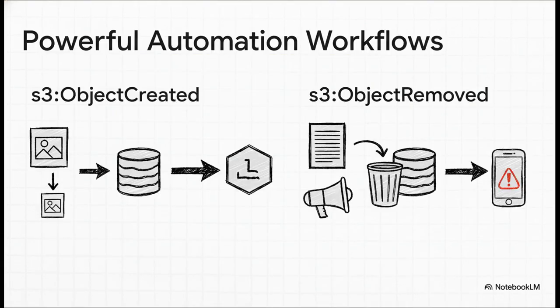And just look at how powerful this can be. For instance, anytime a new image gets uploaded, you could use that S3 object created event to instantly trigger a Lambda function to create thumbnails. Or, here's a big one, if an object gets deleted, you can use S3 object removed to fire off an immediate security alert. The potential for automation here is just immense.